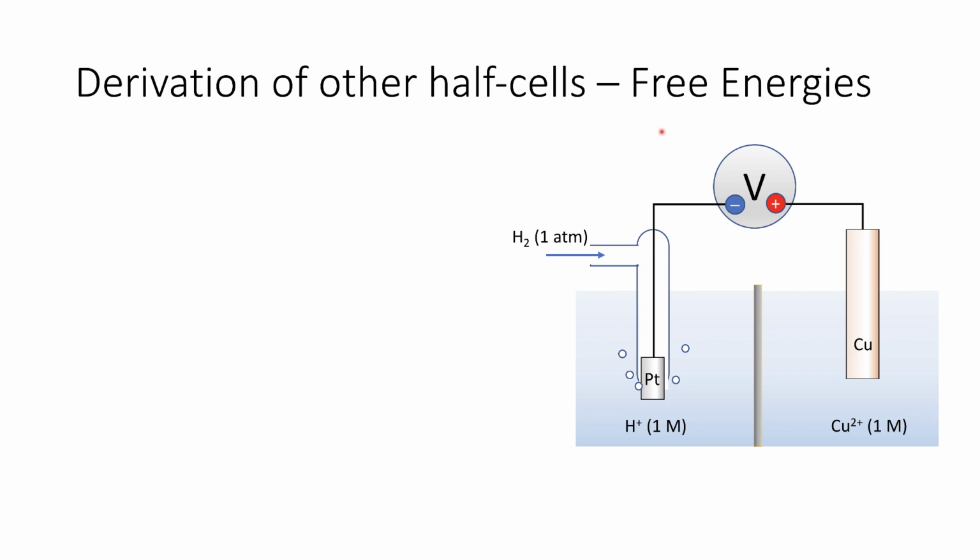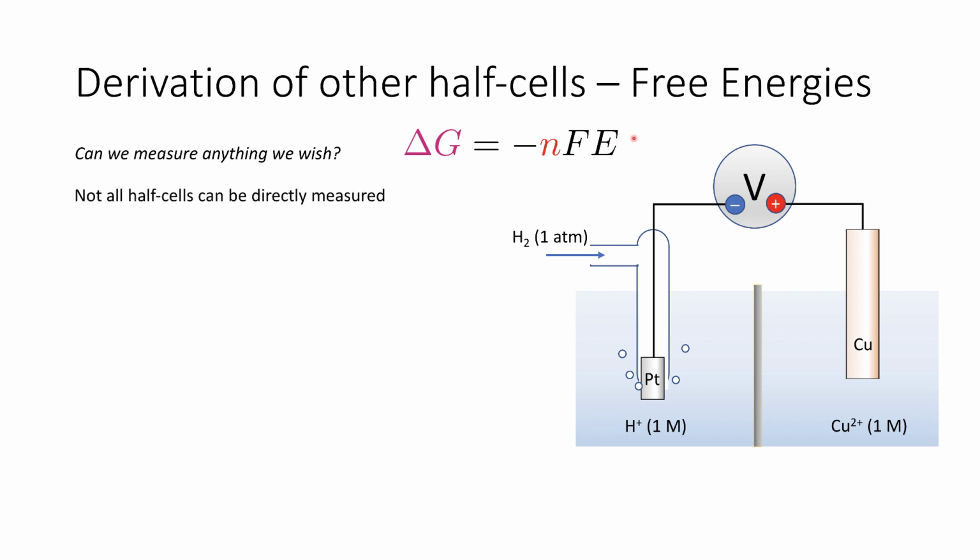If we want to look at how other half cells compare, we need to think about free energies. We can pretty much measure anything we wish, but it's important that we consider free energies. It's not always possible to directly compare electrode potentials. Remember that not all half cells can be directly measured, so we use this relative comparison between half cells to determine the standard electrode potential for hypothetical half cells, because not all of them can be directly measured.